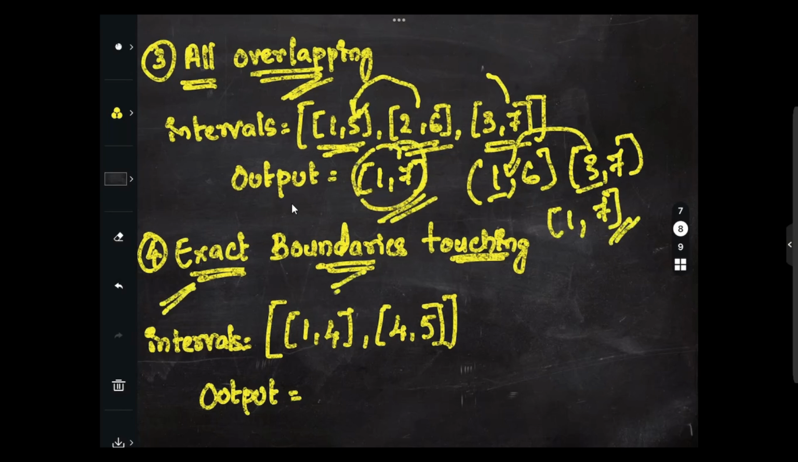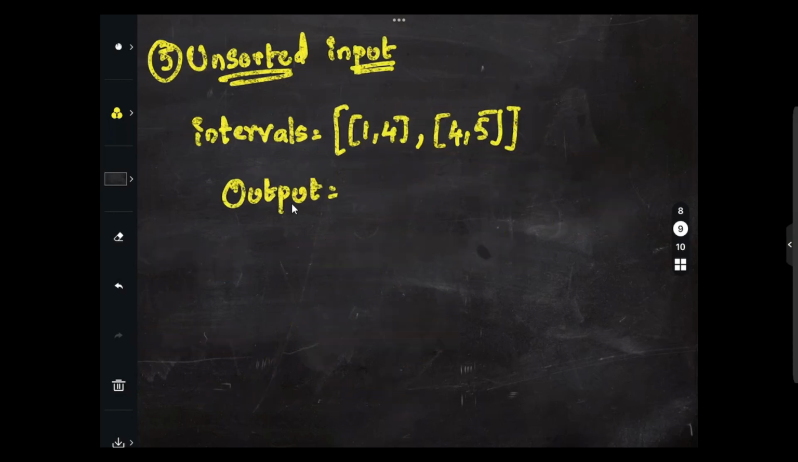So the next edge case here is exact boundaries, right? Intervals 1 comma 4 and 4 comma 5 we have here. Sorry, we have to merge these, right? So here 4 and 4 we have, so 4 lies within 1 to 4, right? So in this case, min of 1 comma 4 will be 1, and max of 4 comma 5 will be 5. So output will be 1 comma 5 in this case.